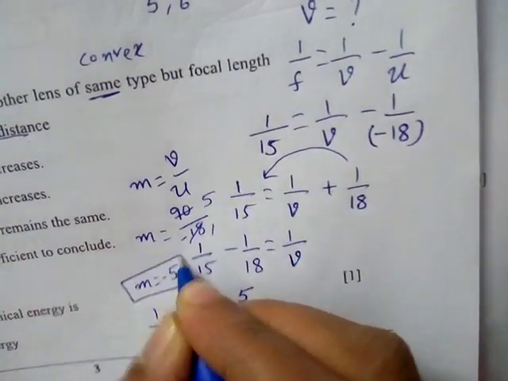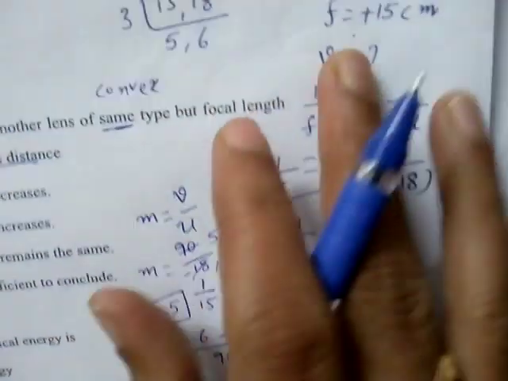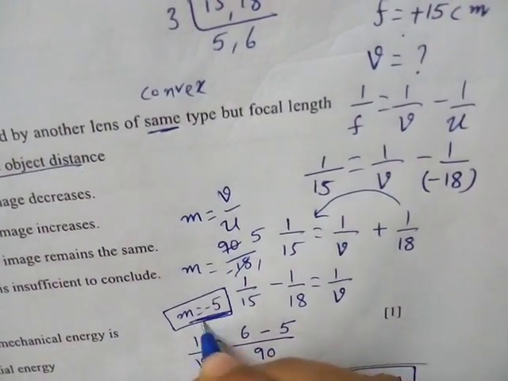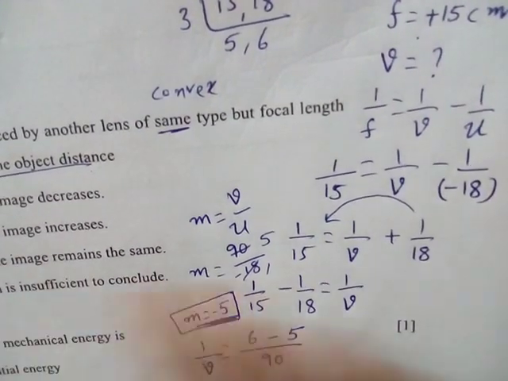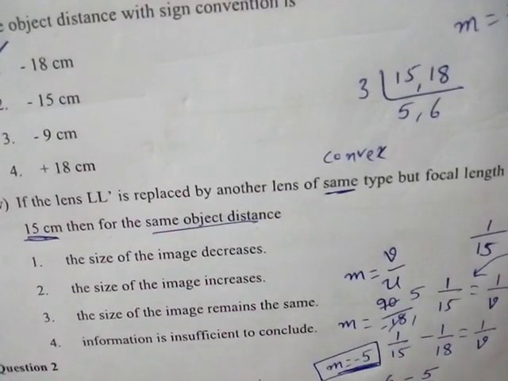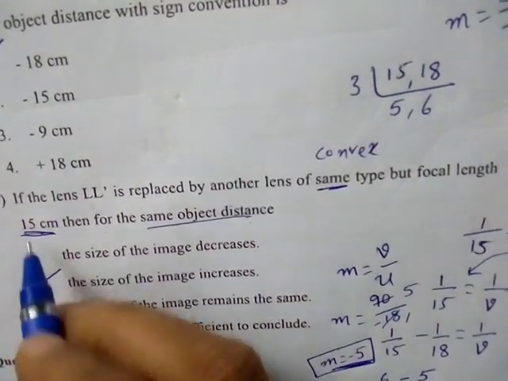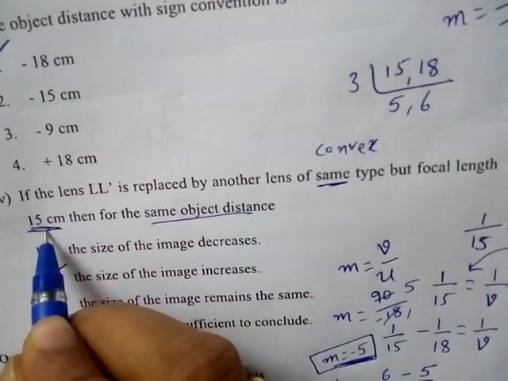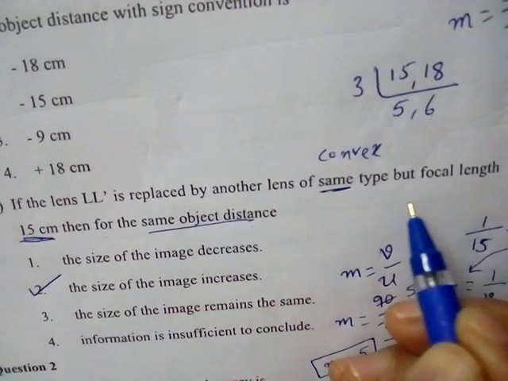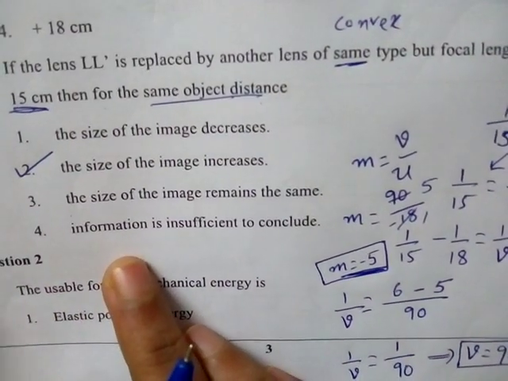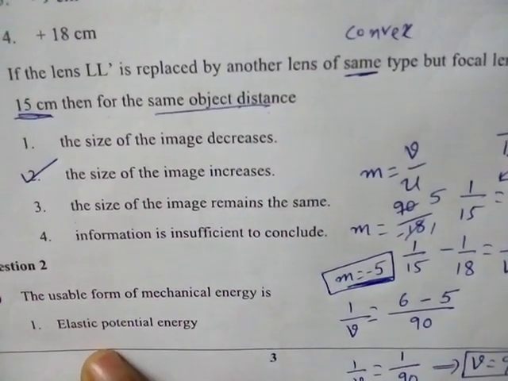So now compare the magnifications. In the first case, we got m is equal to -2. Now we got m is equal to -5. So from this you can conclude that the size of the image increases. So when the focal length of the lens is increased, for the same object distance, the size of the image increases. Next. So from now we are starting question 2.